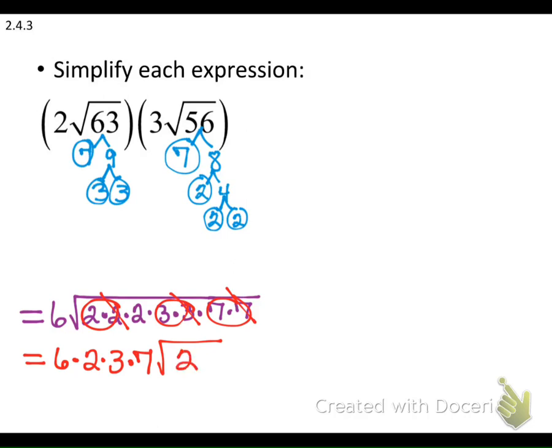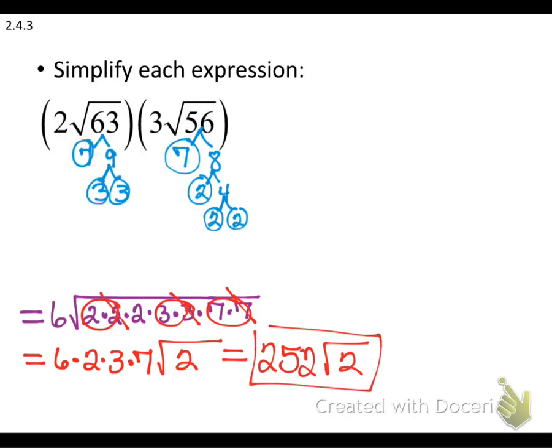2. Okay, when I simplify it, what's 6 times 2? 12 times 3, 36. Times 7? 252. Wow. Right? Square root 2. And that's your final answer.